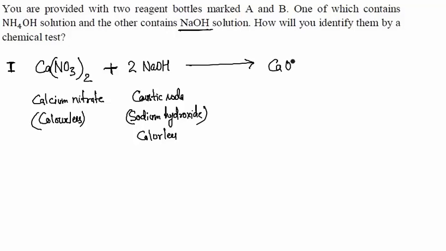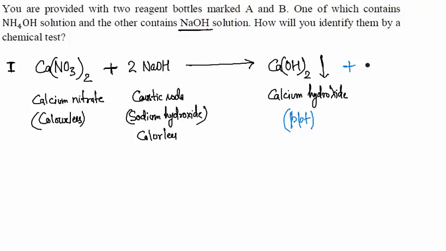Formation of calcium hydroxide, Ca(OH)2, and that is your precipitate. Formation of precipitate takes place. And plus what is forming is 2NaNO3, that is sodium nitrate, and this is again colorless.